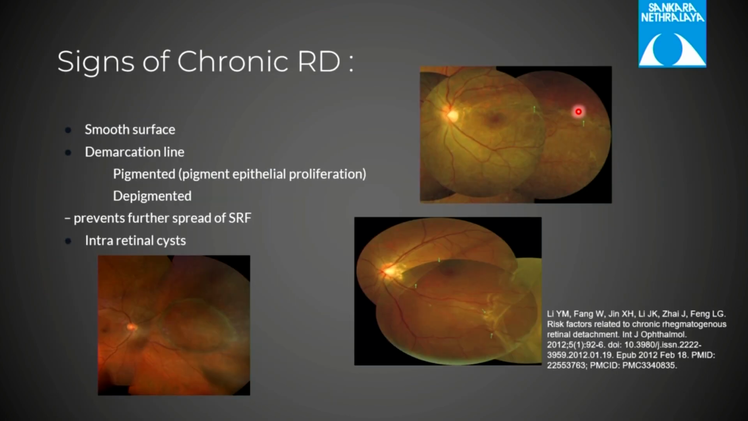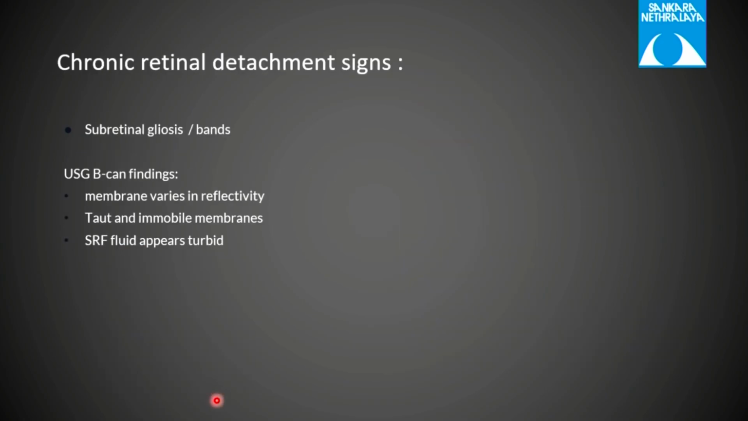Yeah, you can just touch upon that. These are the signs of chronic RD. In case of chronic long-standing RD, the surface may become smooth, so it may be mistaken for something else. Because in rhegmatogenous RD normally we see a corrugated surface, but over a period of time it becomes a smooth surface, and we can see the presence of a demarcation line in chronic RD. The demarcation line here is pigmented, but here it is non-pigmented. Either way, the pigmentation is because of pigment epithelial proliferation. This demarcation line prevents the further spread of SRF outside, and the presence of an intraretinal cyst, which you can see here, is also a sign of chronic RD. Yeah, and also subretinal fibrosis and subretinal gliosis.